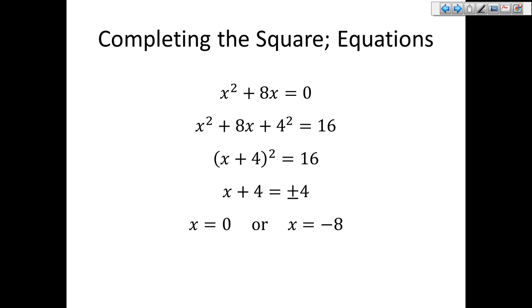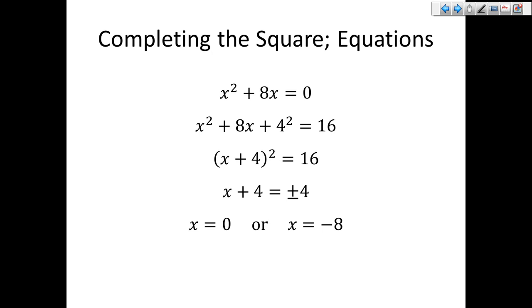Now, looking at this again with a different one, now I need to add half of 8 squared. So in this one you see that I've added 4 squared to both sides. I leave it as 4 squared on the left. I go ahead and add 16 on the right. My binomial is x plus 4.